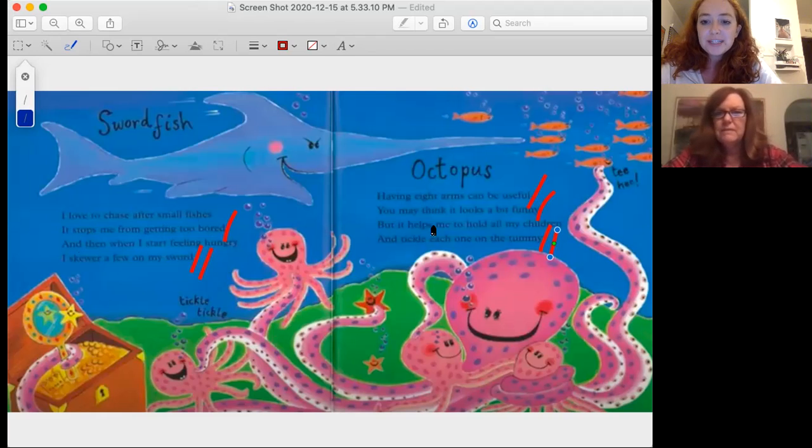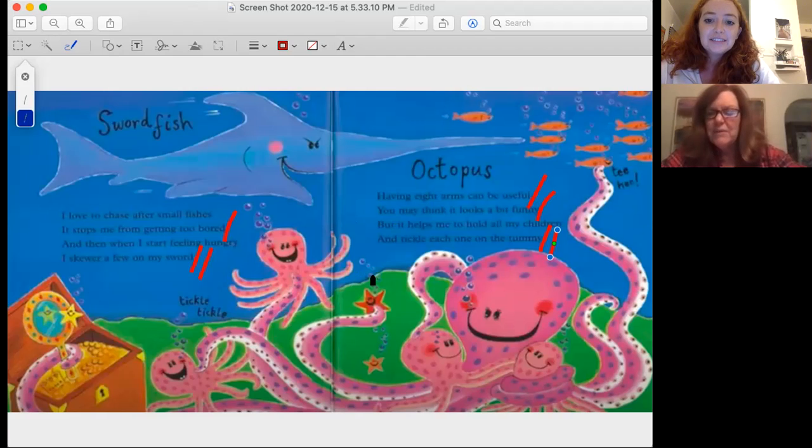All right. Do you want to read the octopus side on your own now? Looking for those pauses with the dashes and the periods with the two dashes. Having 8 arrows can be useful. Oh, let's look back at that line. Does arrows make sense there? Oh, arms. Okay, right. Good catch. So be thinking while you're reading about if something doesn't make sense, and then look back and see how you can fix it. So let's try again from the beginning.